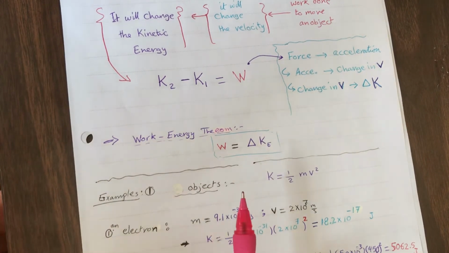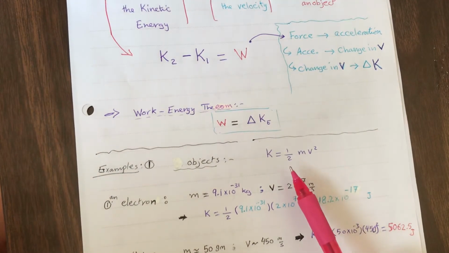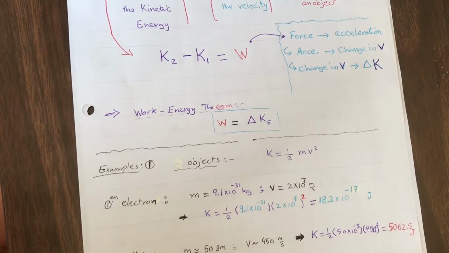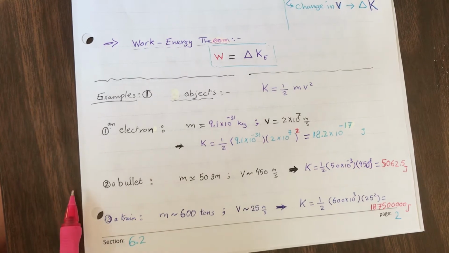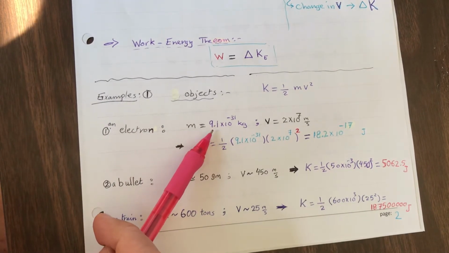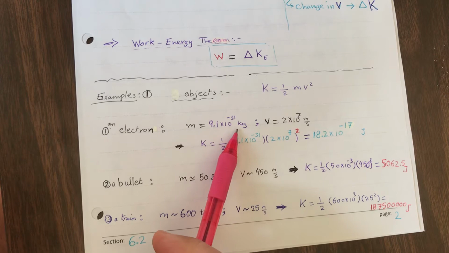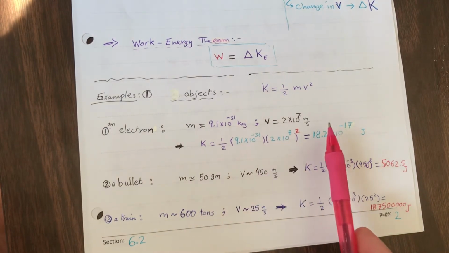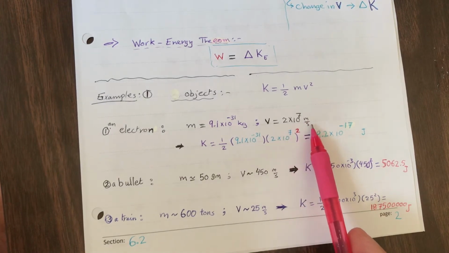Let us look at these examples to know what we are talking about. So the kinetic energy in general is equal to half mv squared. We have three cases: a small object and big objects, small velocity, high velocities. If we have an electron with mass approximately equal to 9.1 multiplied by 10 to the minus 31 kilograms, and its velocity in accelerator experiments is 2 multiplied by 10 to the 7 meters per second.